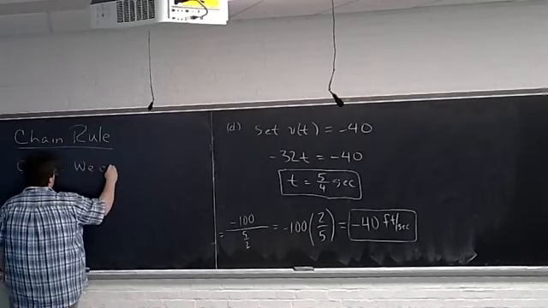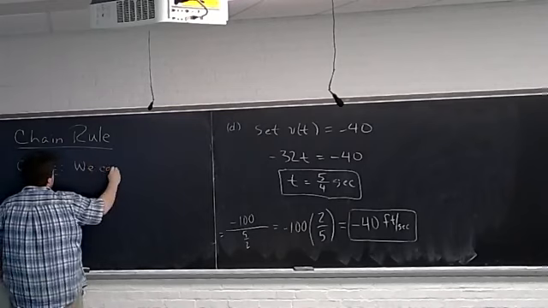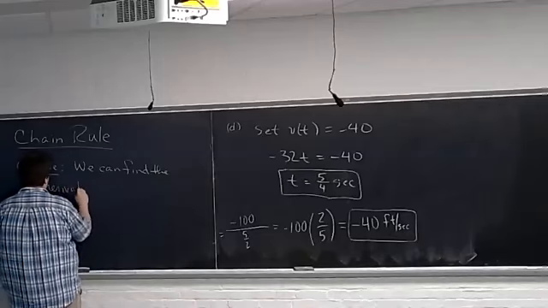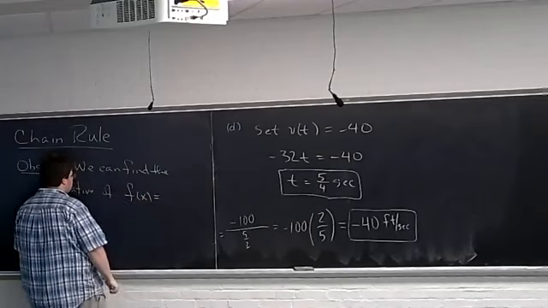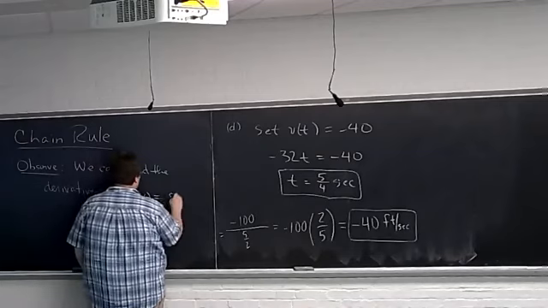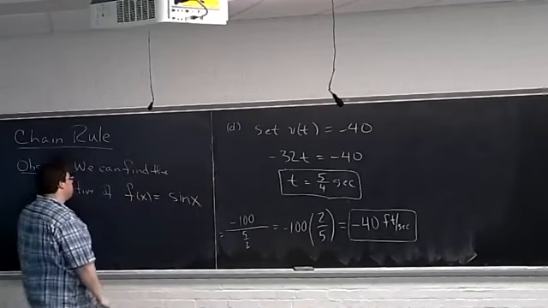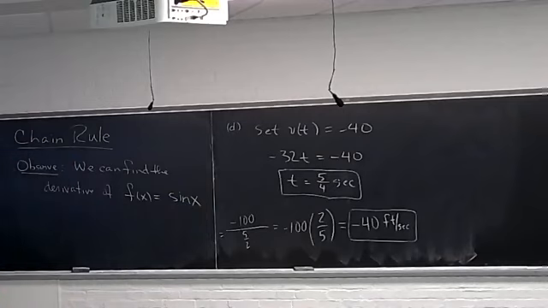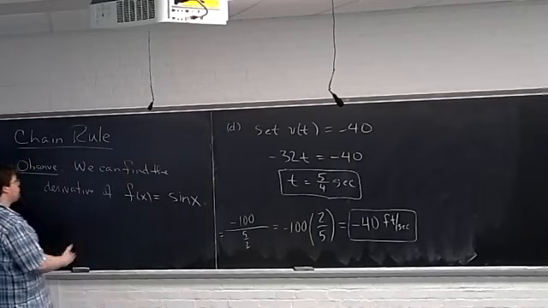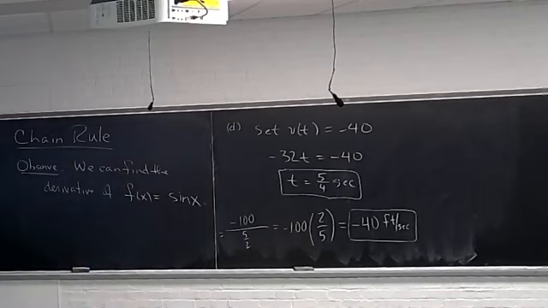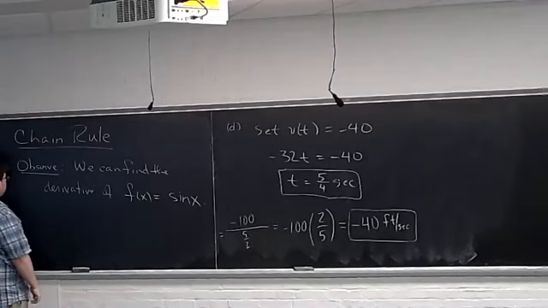We can find a derivative of this function, f of x equals sine of x. Using our derivative rules, we can find, for example, the derivative of sine of x. It's cosine of x, using the derivative rules. For the chain rule, it's very important to have some practice using the derivative rules. We can find that derivative.